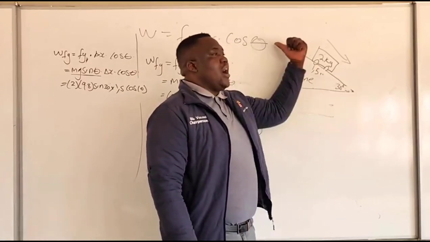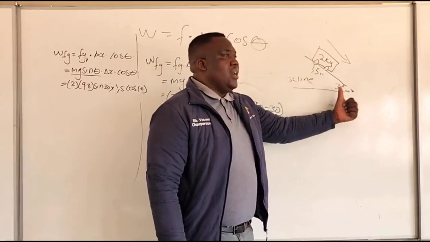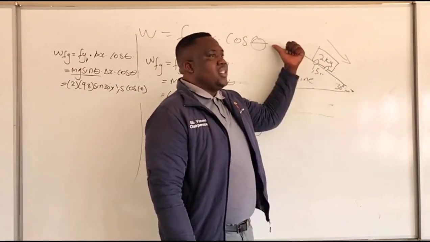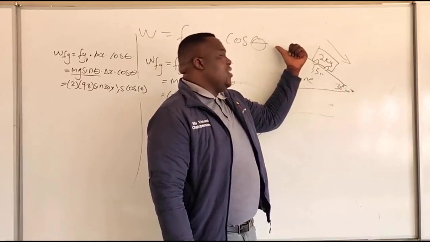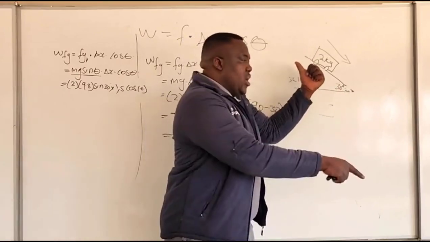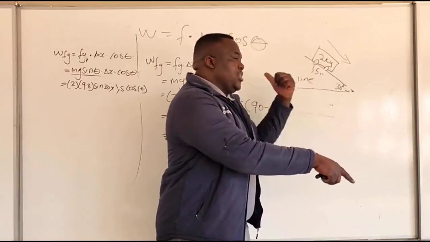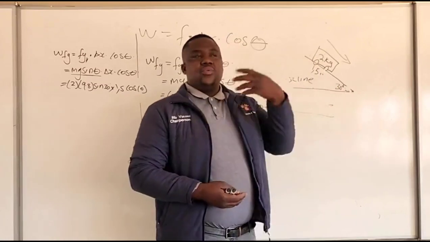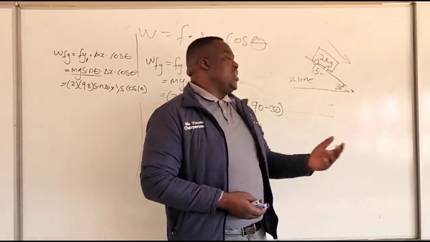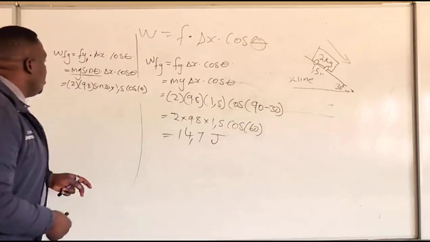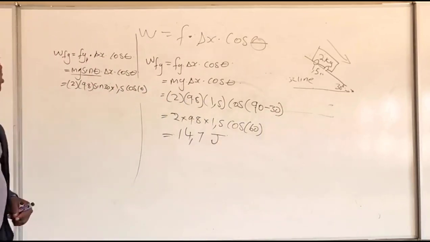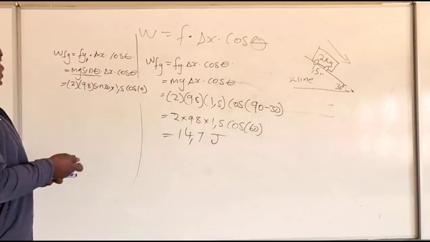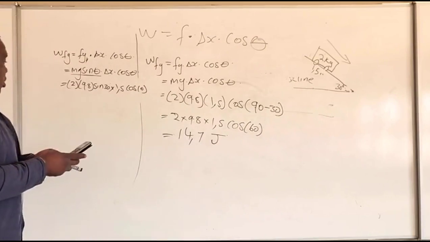When the object is going up, the displacement is upward. Then the gravitational force is always downward, meaning that the displacement and the force are moving in opposite directions. That is negative work, so we're going to have cos 180, which is negative 1. That is the reason. So surely with this, we are going to get 14,7. Let us put that to the test.